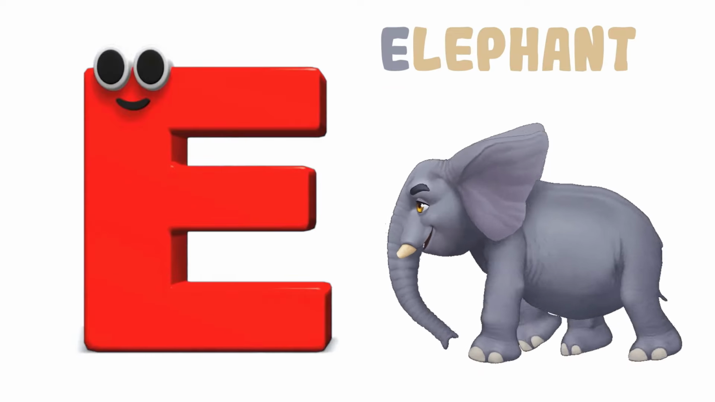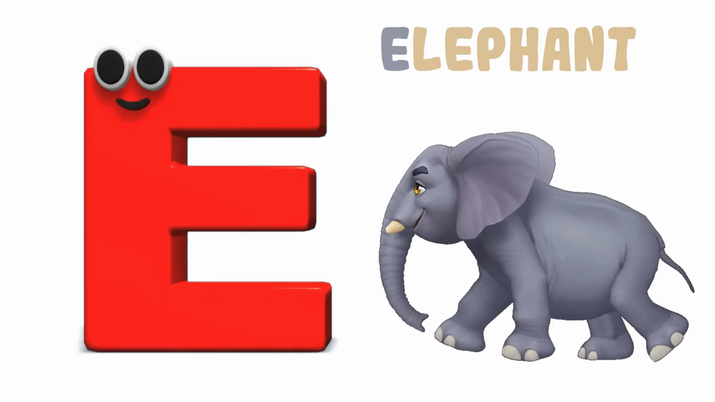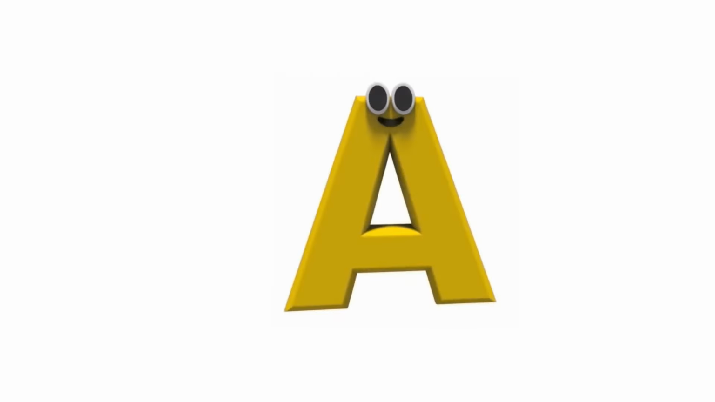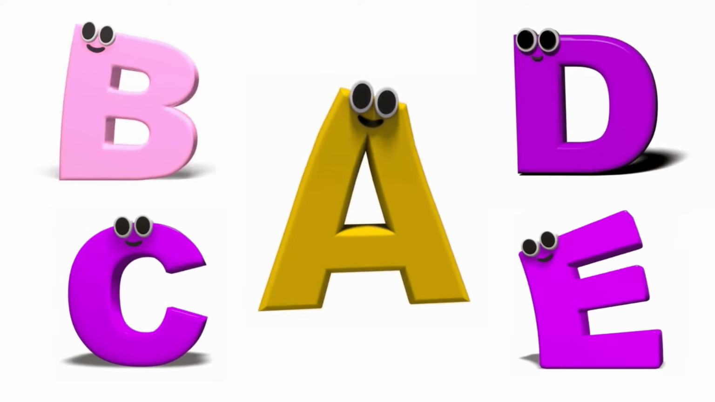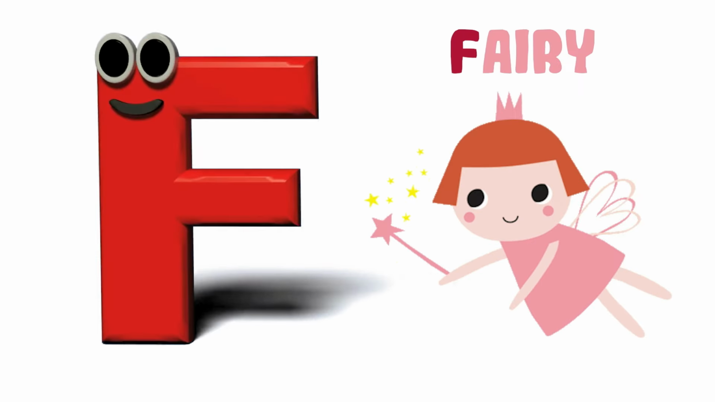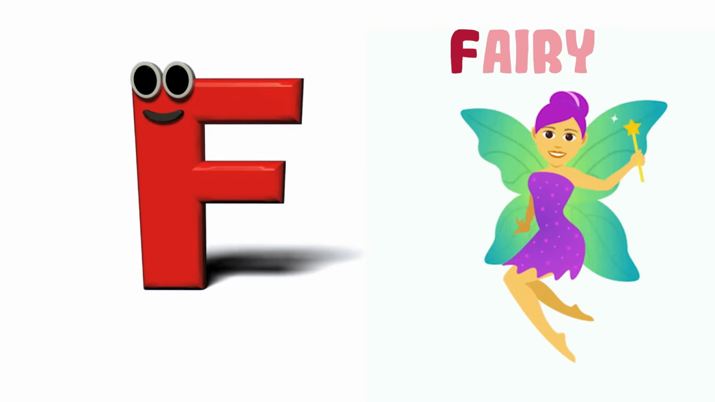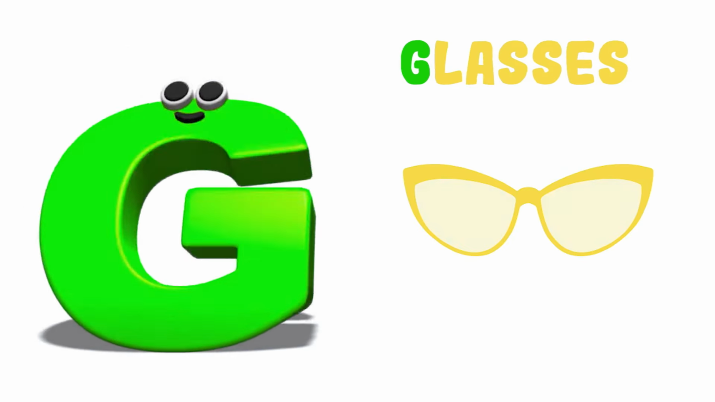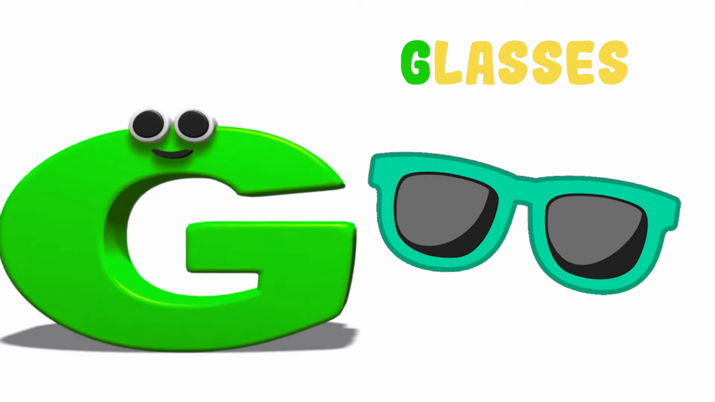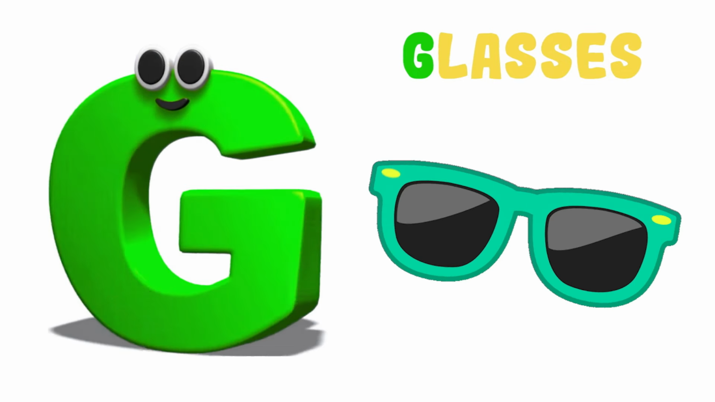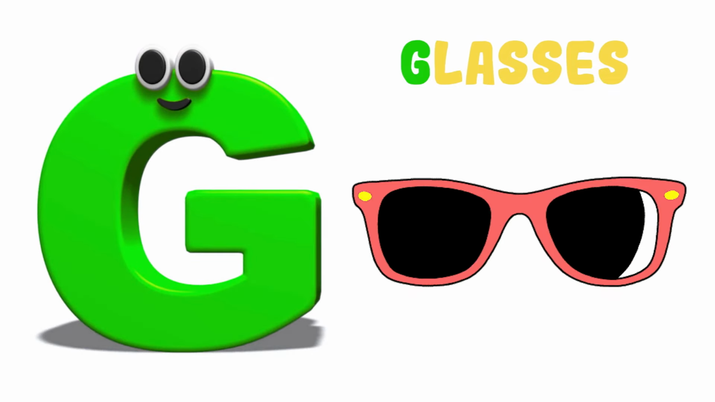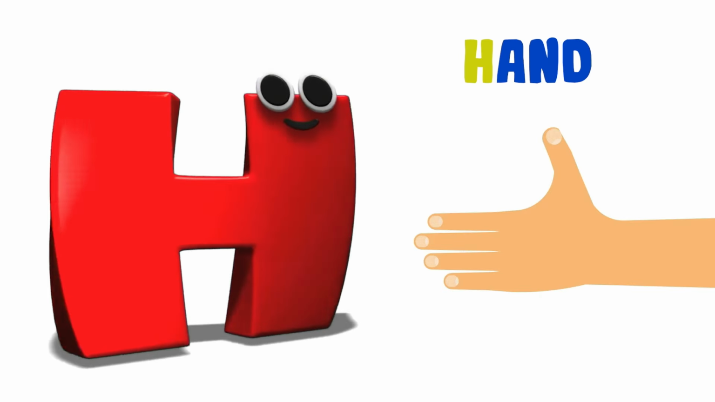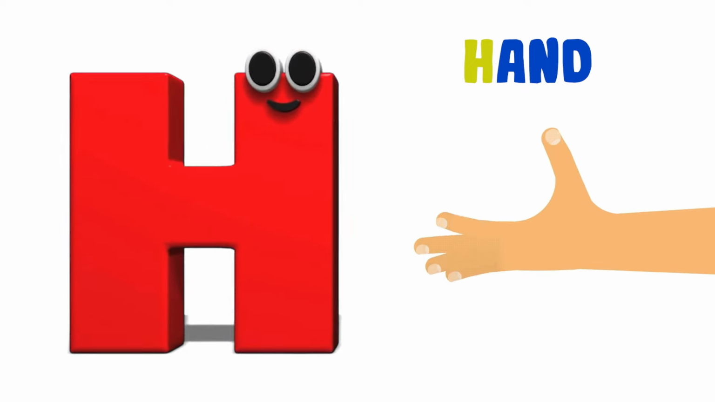E is for elephant, e, e, elephant, E, elephant. F is for fairy, f, fairy, F, fairy. G is for glasses, g, g, glasses, G, glasses. H is for hand, h, h, hand, H, hand.